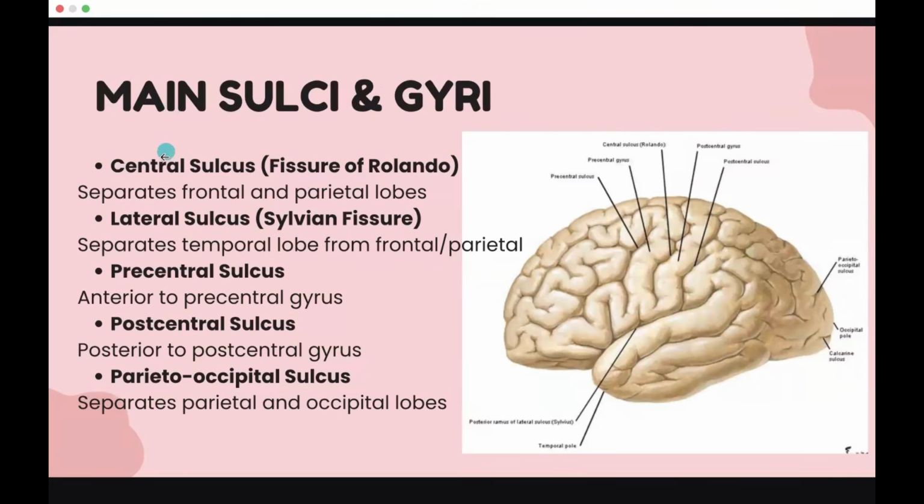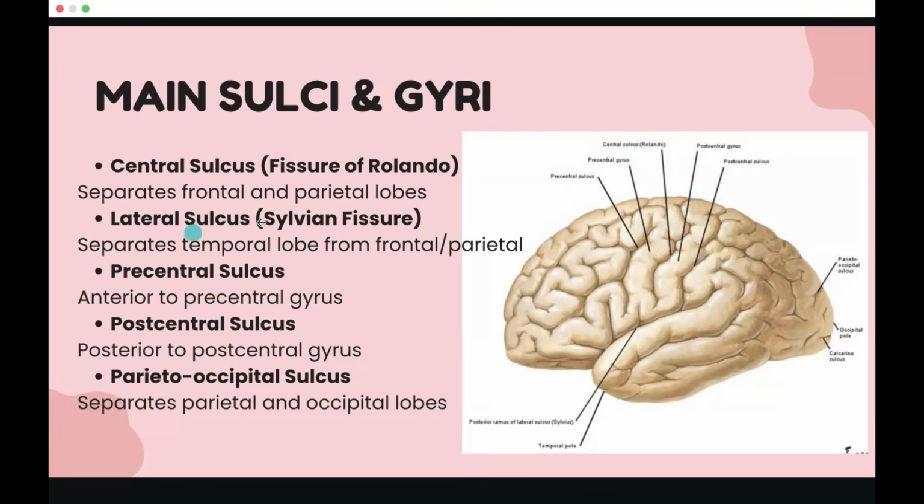The main ones that we commonly use are first the central sulcus, or the fissure of Rolando. For some reason, I don't know why it's called that, but basically it separates the frontal and the parietal lobes. I just showed you the different lobes: the frontal is up here, the parietal is up here, the occipital is posterior, and the temporal is over here. What separates the frontal and the parietal is a fissure called the fissure of Rolando, and this is the central sulcus. You can see it depicted here. It's this whole fissure.